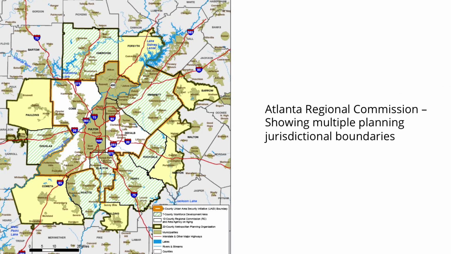Here is a map of the area served by the Atlanta Regional Commission, and it shows the many planning jurisdictions laid out within the Atlanta Regional Commission, each of which has its own planning responsibility. Creating a comprehensive plan for the whole Atlanta region would be a nightmare. It might be fun, it might be interesting. I wouldn't want to do it because it would become so politically and technically complex.